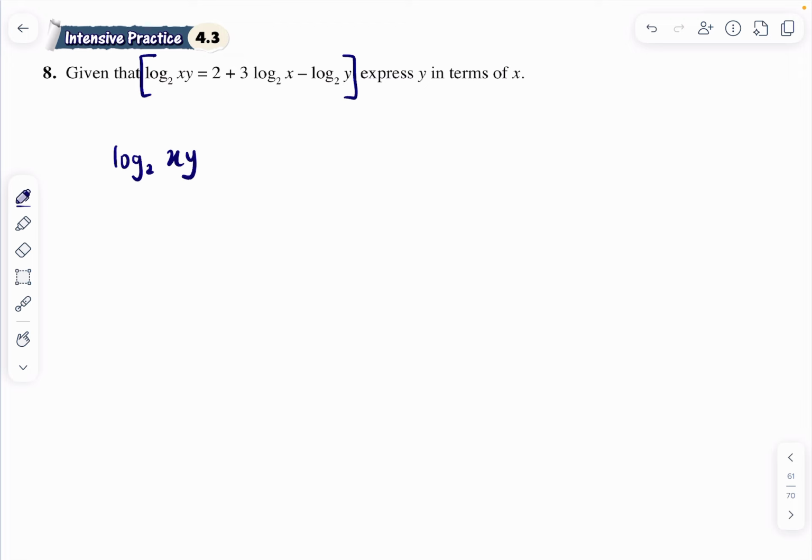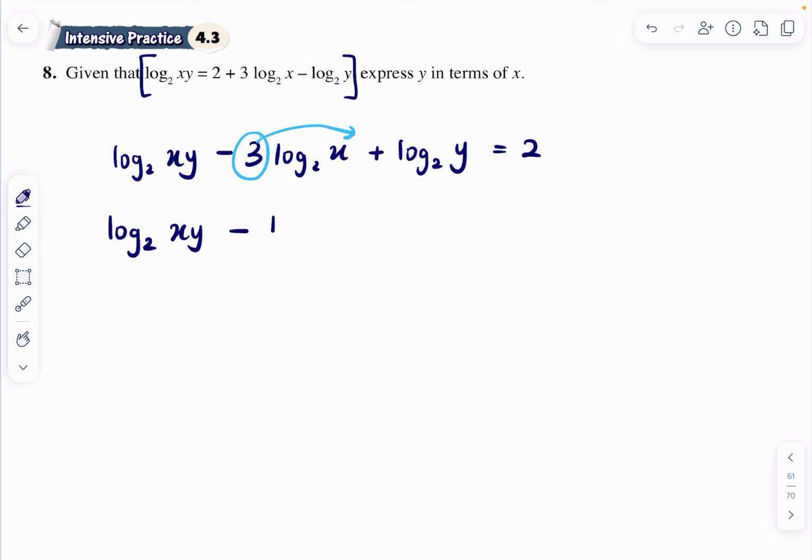So log 2 xy minus 3 log 2 x plus log 2 y equals 2. Right. Since all of these are in log 2, we can simplify it. But before we simplify, this number we try to bring up first. So we have log 2 xy minus log 2 x cubed plus log 2 y is 2. Now we can simplify. Okay.